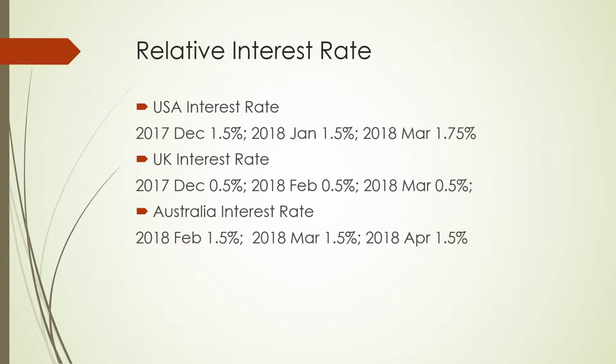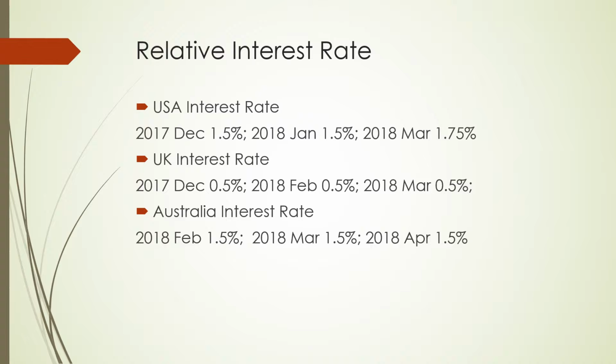The Bank of England is the central bank of the United Kingdom, and the central bank interest rate in the UK is called the bank rate and is set by the Bank of England's Monetary Policy Committee. Based on the monetary policy meeting in December 2017, the bank rate was decided at 0.5%, and the February and March meetings decided to maintain the bank rate unchanged.